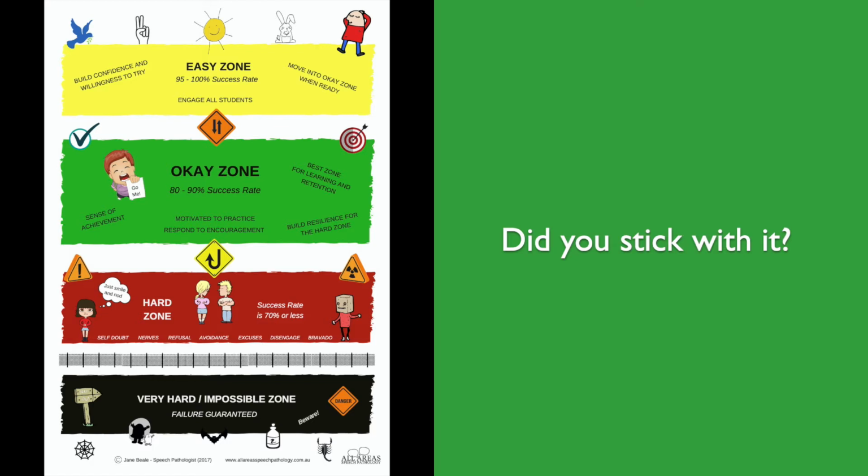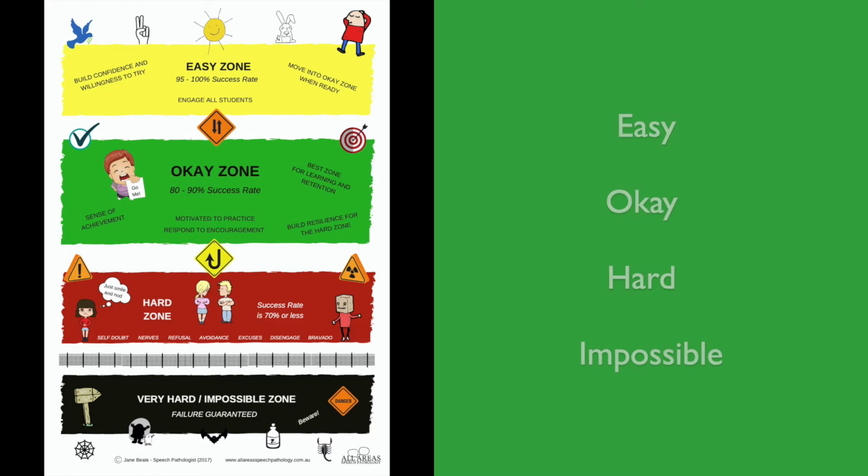Why don't you take a minute now to have a look either on the screen or at your own printout and have a think about something that you have found to be easy, something that's okay for you, that you're perhaps learning at the moment and you mostly have it and you're motivated and you're sticking with it. Something that's quite hard for you that you've tried and you're like, you know what, I'm just going to avoid that. And then something that you tried once and you went, I am never doing that again.